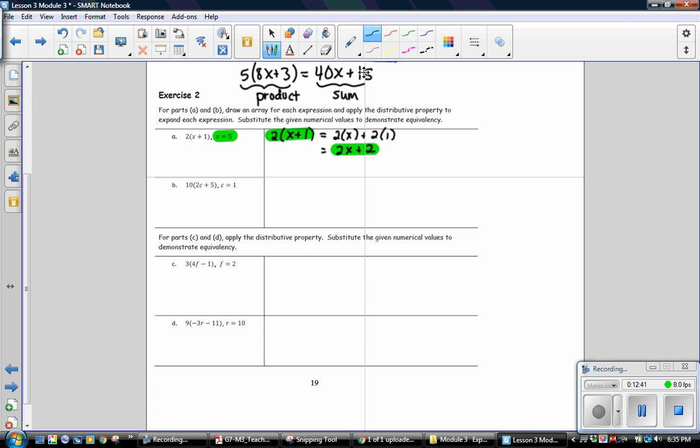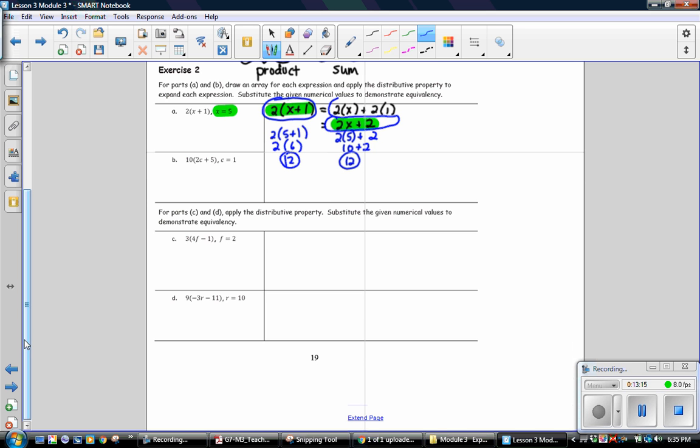So what we want to do is replace each x with the value of 5. On the left, 2 times the quantity 5 plus 1. On the right, 2 times 5 plus 2. 2 times 6 is 12, and 10 plus 2 is also 12. So we have proven the equality of our two expressions. 2 times the quantity x plus 1 is equivalent to 2x plus 2.